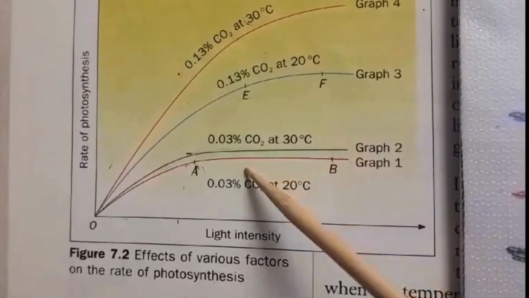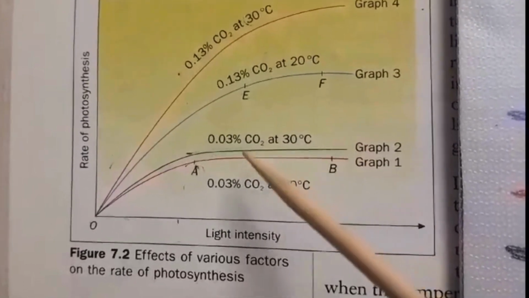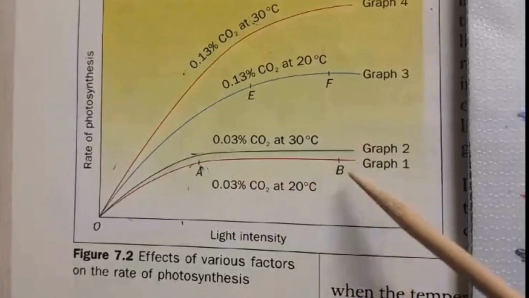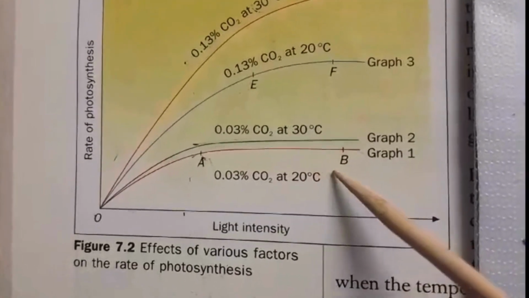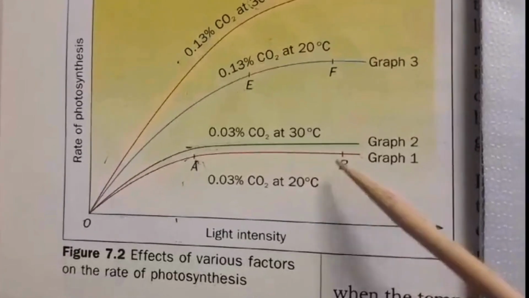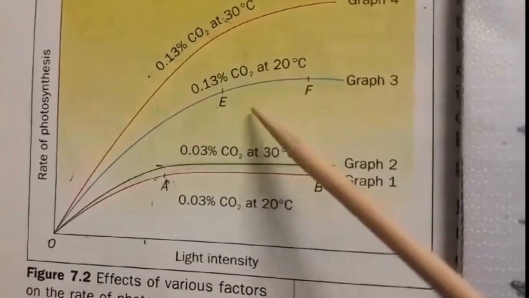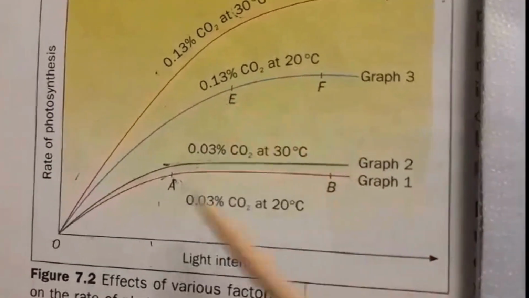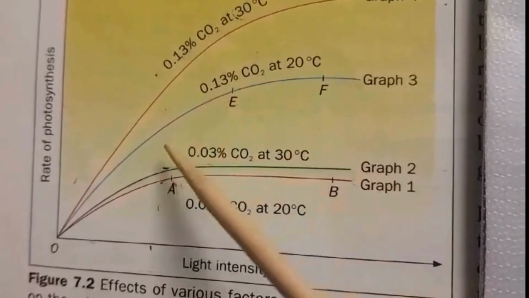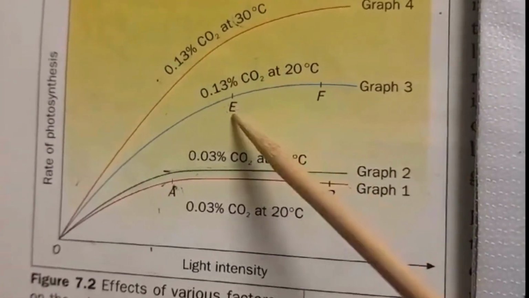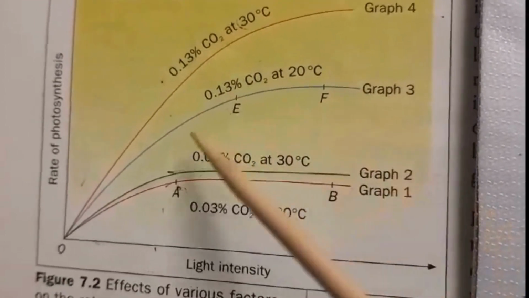That slight increase in the rate of photosynthesis means that between point A and B, temperature is not the limiting factor, but some other factor is the limiting factor for photosynthesis. And that we came to know by increasing the carbon dioxide concentration from 0.03% to 0.13%. So there is a considerable increase in the rate of photosynthesis.